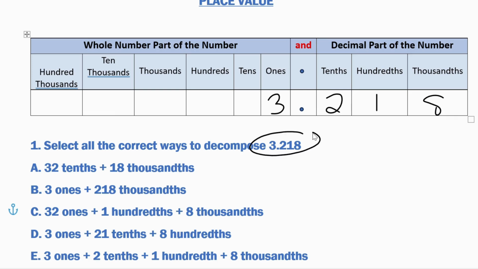So we have choice A, which is correct. We have choice B, which is correct, and also choice E, which is correct. So those are 3 sample problems that cover NS0.1.3. Hopefully this helps you out when understanding this standard.